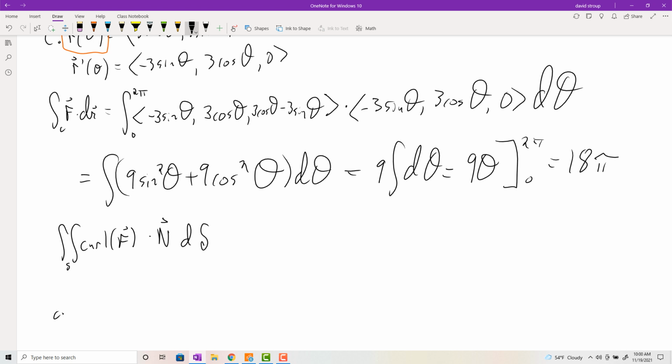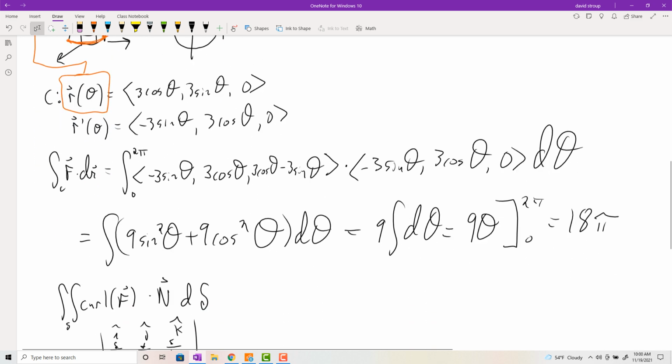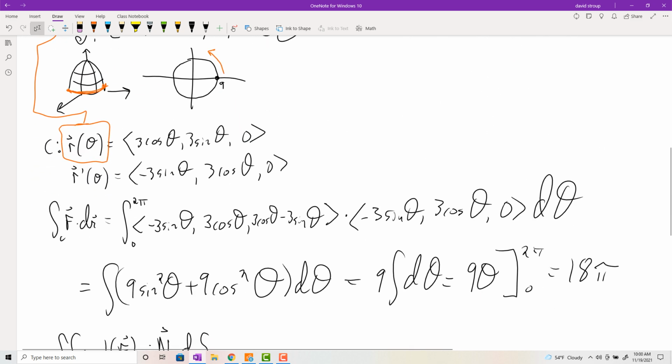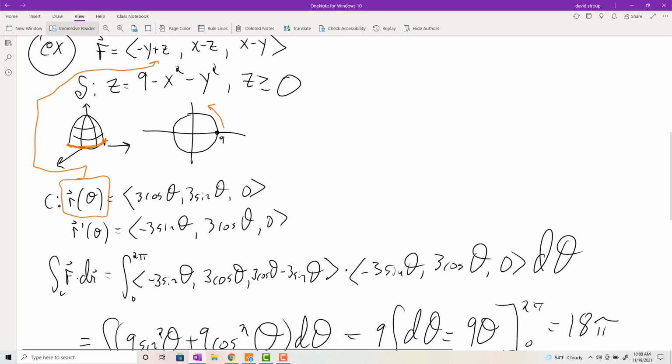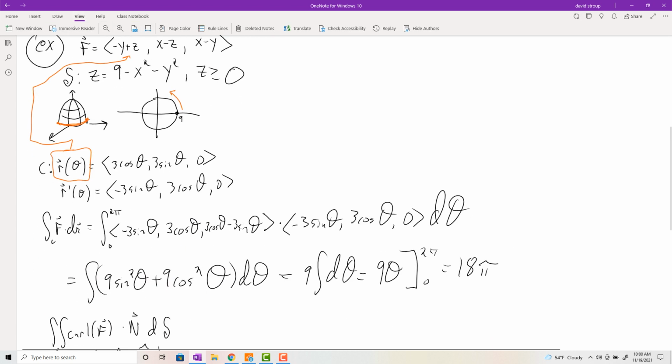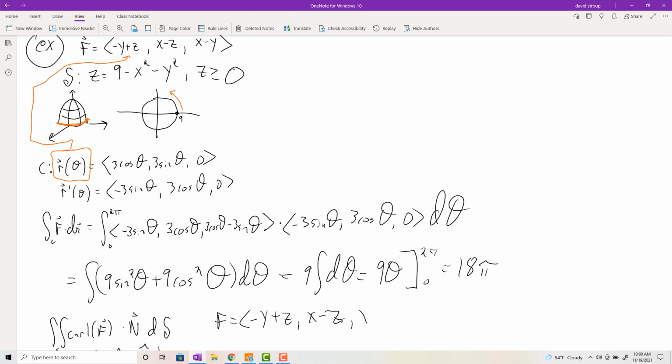So the curl of f, first off, I need i, j, k. You've probably forgotten, but we introduced curl back in 15.1. Partial with respect to x, partial with respect to y, partial with respect to z. And then we have, what the heck was our, jeez, I have to rewrite that down here somehow. Maybe if I zoom out, I'll be able to see it. Okay. So f is negative y plus z, x minus z, and then x minus y.